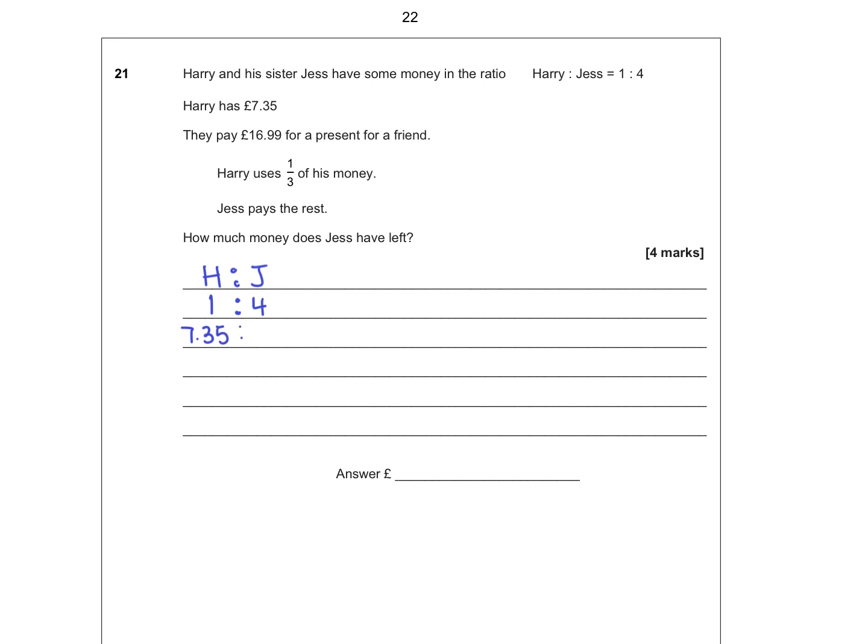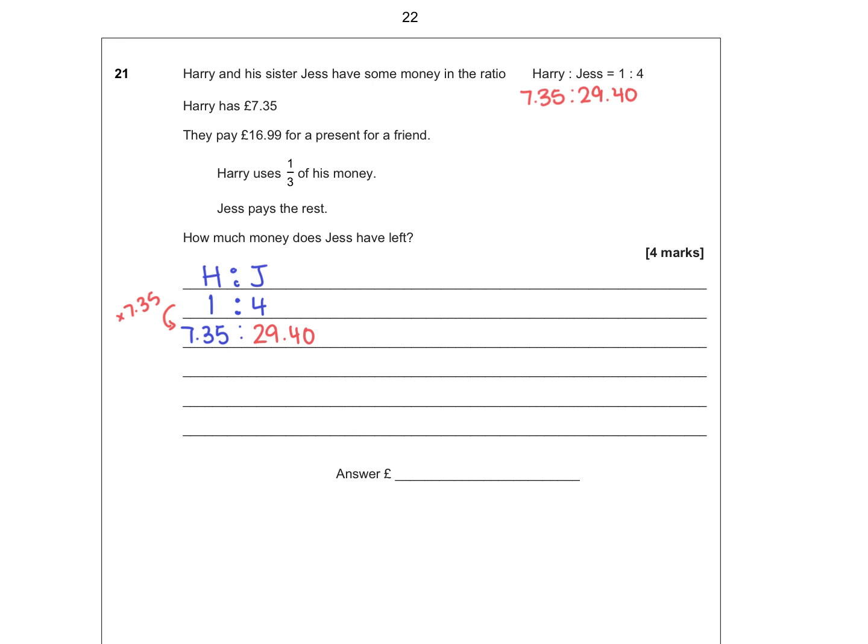So how do we get from 1 to 7.35? That's times by 7.35. So you have to times the other side by 7.35 as well. So 7.35 times by 4, Jess has £29.40. Okay, so now we know Harry has 7.35 like they told us, and Jess has 29.40.